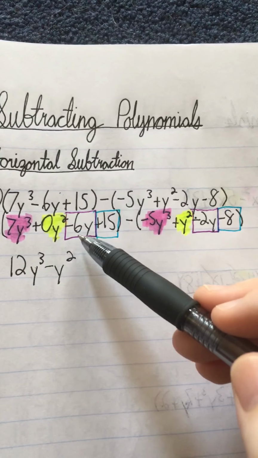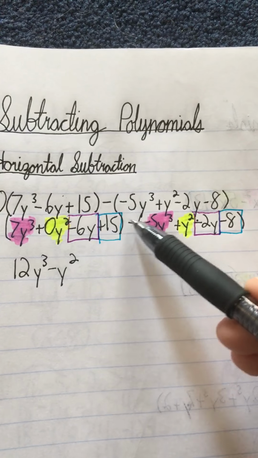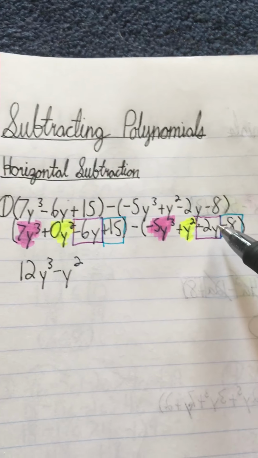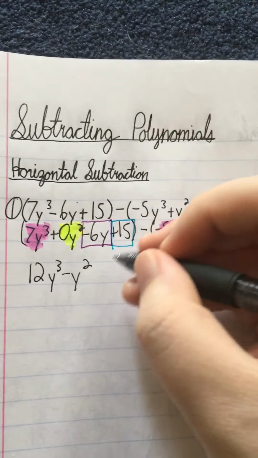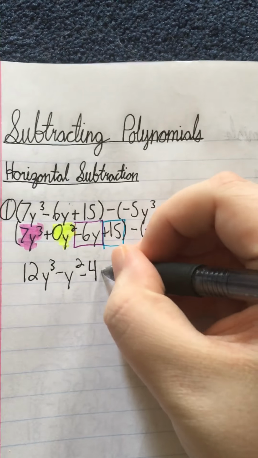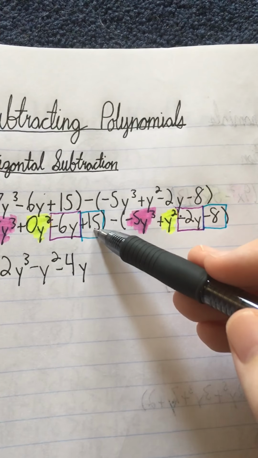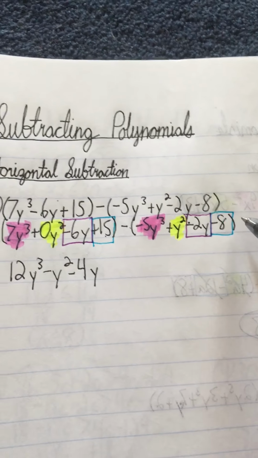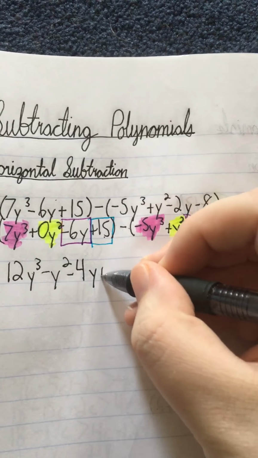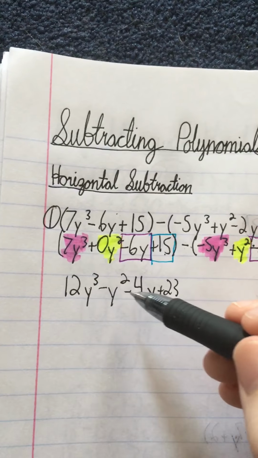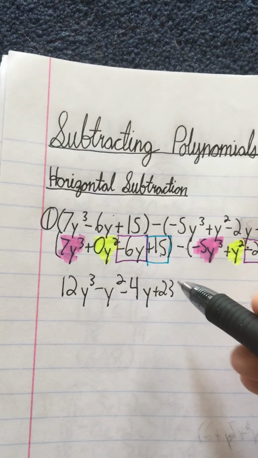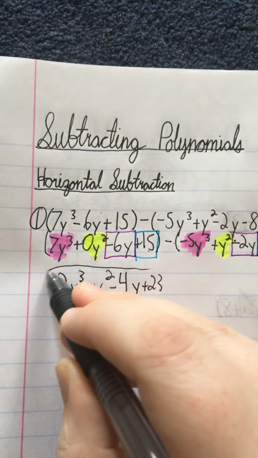So then we have our purple terms, which is negative 6y minus negative 2y, and you end up with minus 4y. And then we have our blue terms, 15 minus negative 8, so you get plus 23. Check that you don't have any extra like terms, and we don't, so this is our final answer.